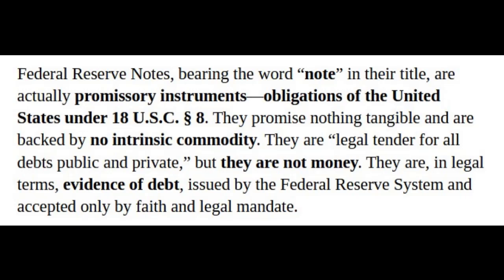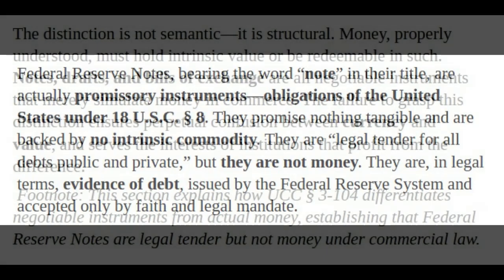Federal Reserve notes, bearing the word note in their title, are actually promissory instruments, obligations of the United States under 18 U.S.C. Section 8. They promise nothing tangible and are backed by no intrinsic commodity. They are legal tender for all debts public and private, but they are not money. They are, in legal terms, evidence of debt, issued by the Federal Reserve System and accepted only by faith and legal mandate.